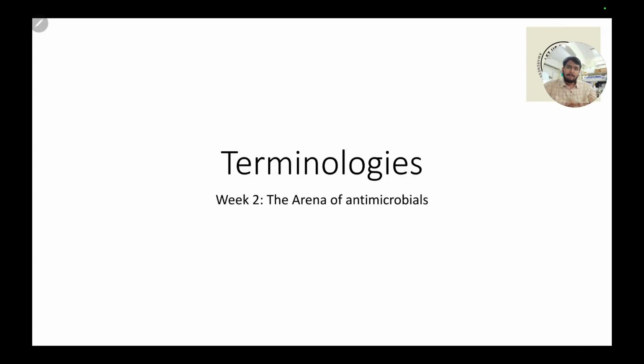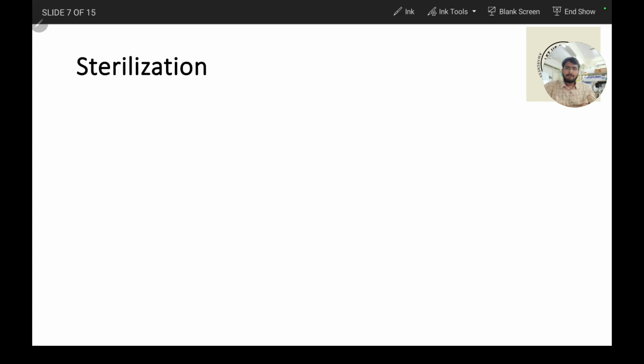Hello everyone. As we start now discussing antimicrobial agents that apply to medical setups, it's very important for us to understand a few terminologies about control of microorganisms. Let us begin with the very first term, which is sterilization.